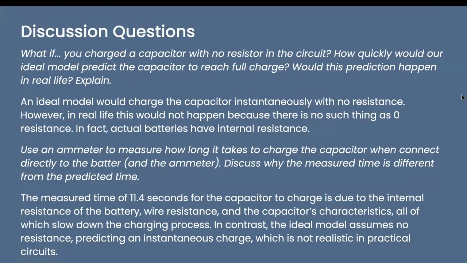For our further discussion into the results, what would happen if we charged a capacitor with no resistor in the circuit? An ideal model would charge the capacitor instantaneously with no resistance. However, in real life, this would not happen because there is no such thing as zero resistance. In fact, actual batteries have internal resistance. The measured time of 10 seconds for the capacitor to charge is due to the internal resistance of the battery, wire resistance, and the capacitor's characteristics, all of which slow down the charging process. In contrast, the ideal model assumes no resistance, predicting an instantaneous charge, which is not realistic in practical circuits.